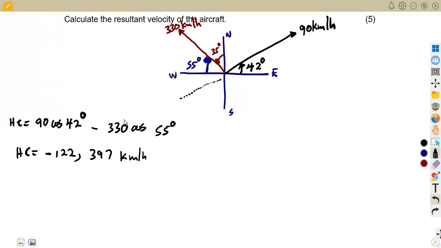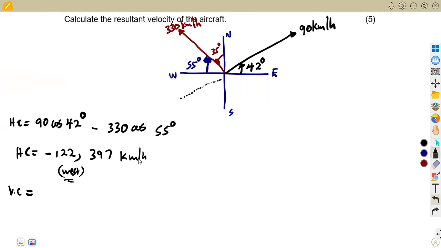It simply means if the horizontal is negative, it is going to the what? It is going to the west. This is the west side where it is negative. It simply shows that it is going to the west. All right. The same thing on the vertical components.